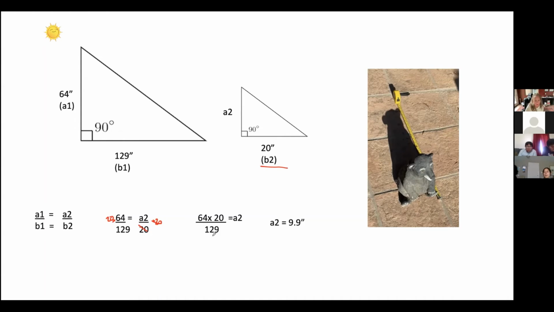And if you play with the math, you don't have to do this. Just trust me, I've done it. But this is recorded. You can play with this to see if it works. But I got 9.9. I measured the bear. I swear he's 10 inches. So it really worked for that moment.